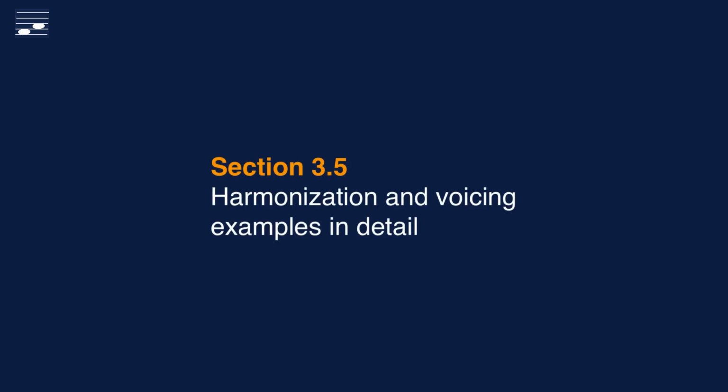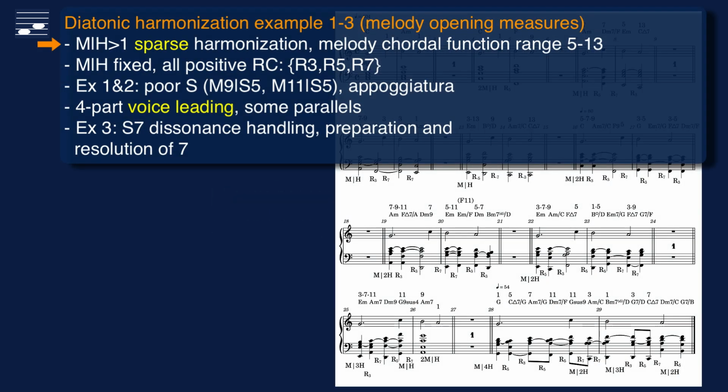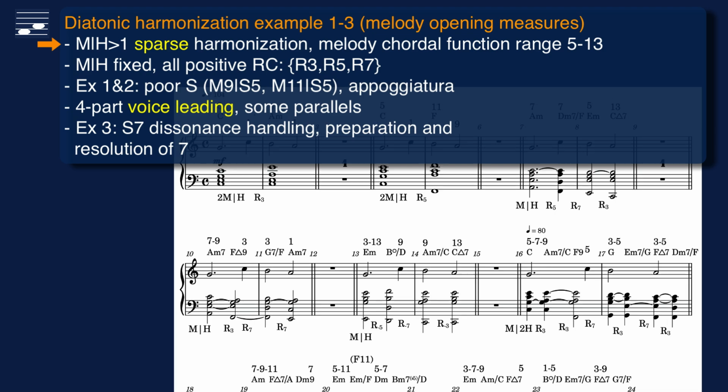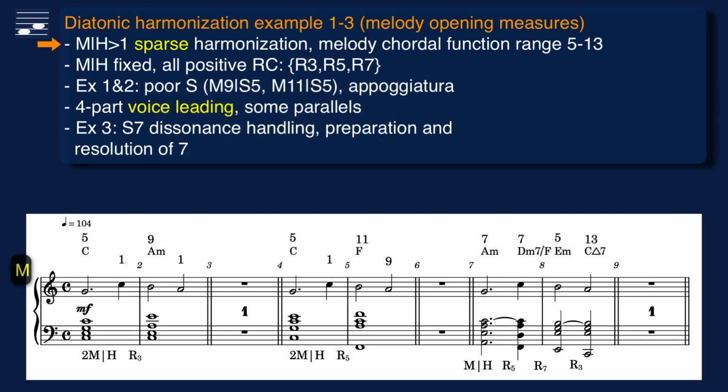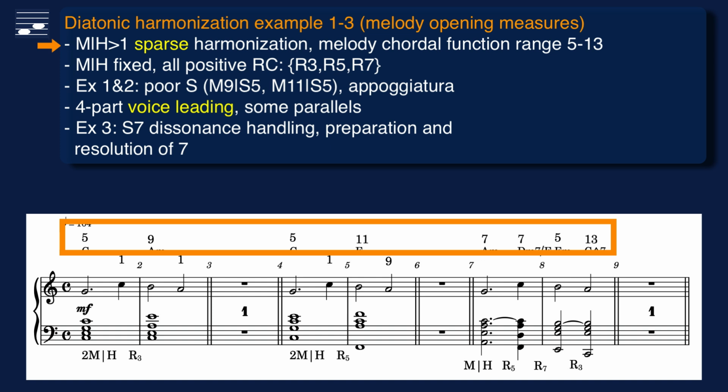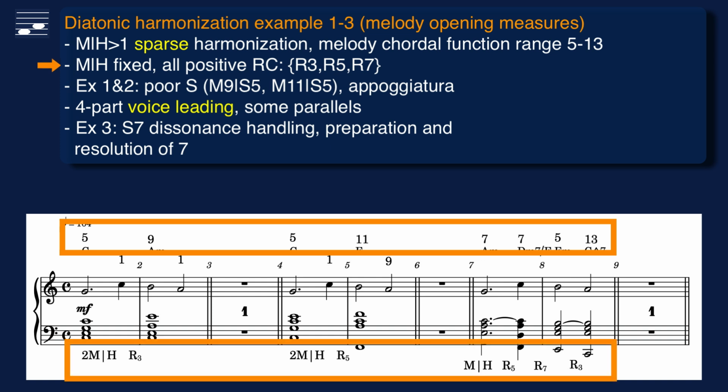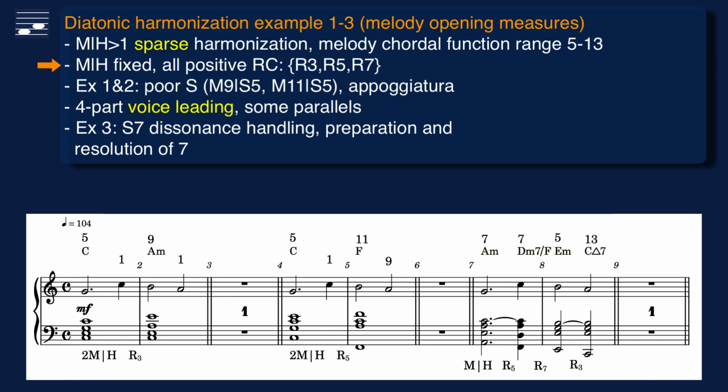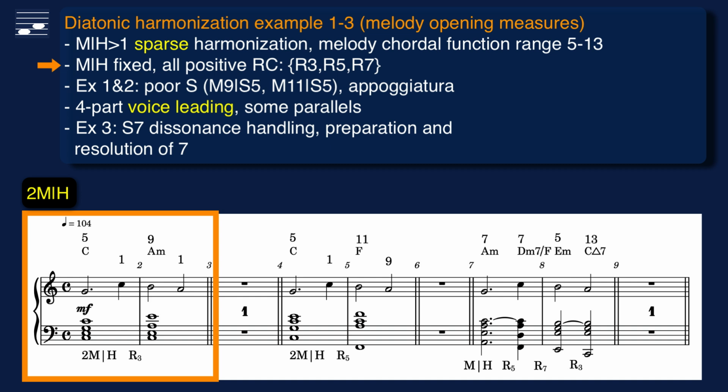Let me illustrate the previous fundamental aspects with the opening measures harmonization examples. The first 2 examples demonstrate a sparse harmonization with 2 melody note attacks per chord. The melody tension range lies between chordal functions 5 and 13. The chord density ratio M over H is fixed, and we have positive diatonic root cycles only. Listen to the first example.